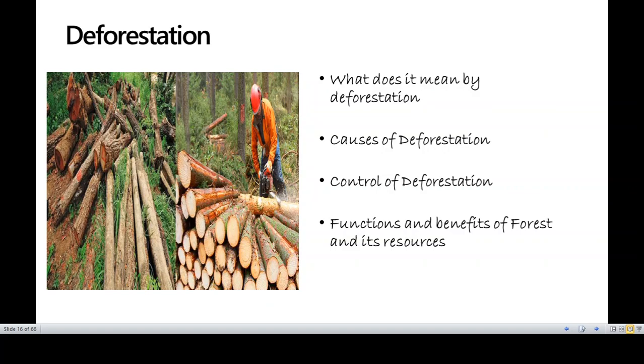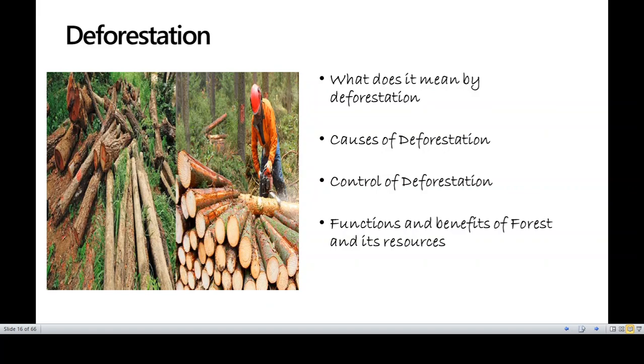We had made some points very clear in the forest resources unit itself, that some causes of deforestation are economy, and that could be one major cause. Next we will see how to control deforestation. One very major topic we are going to study in this deforestation part is the function and benefits of the forest and its resources.